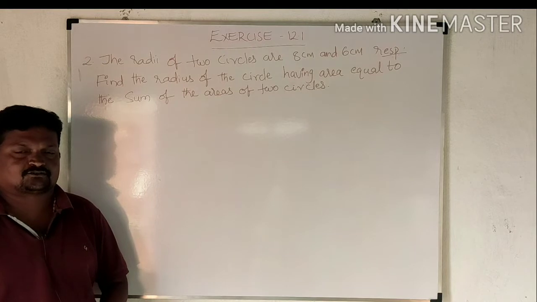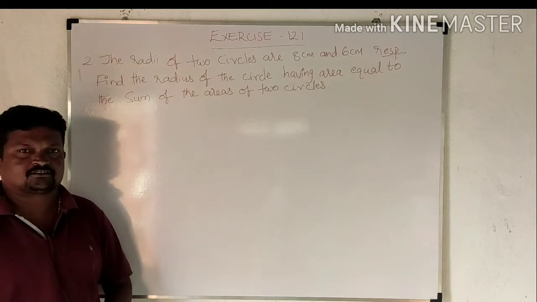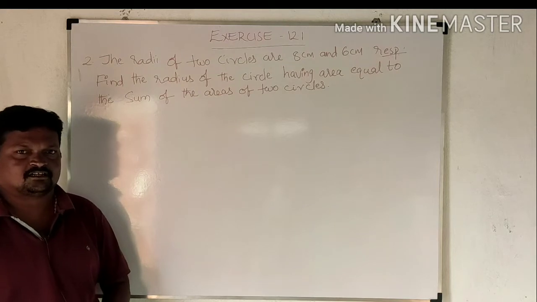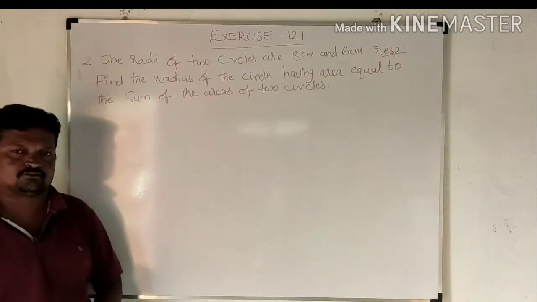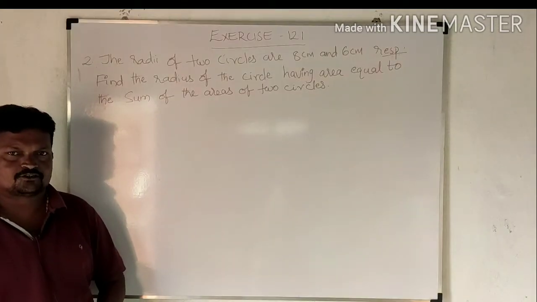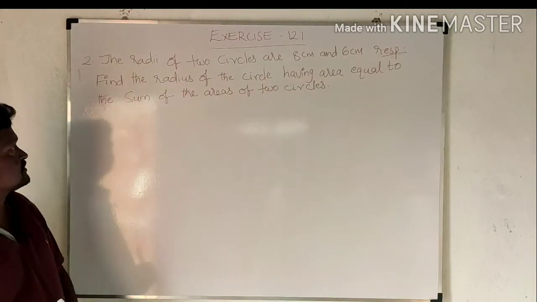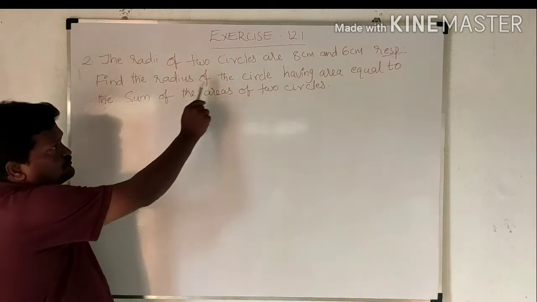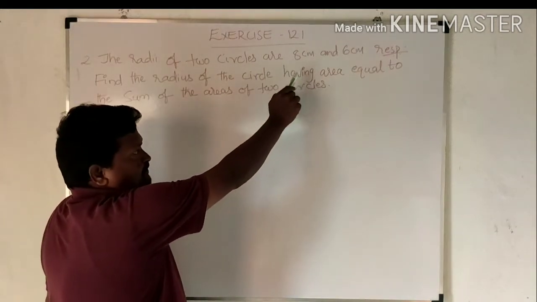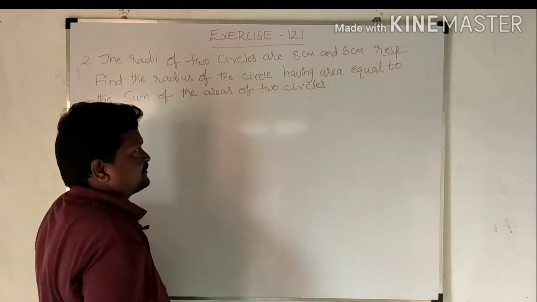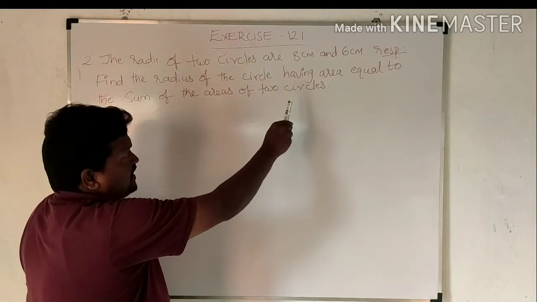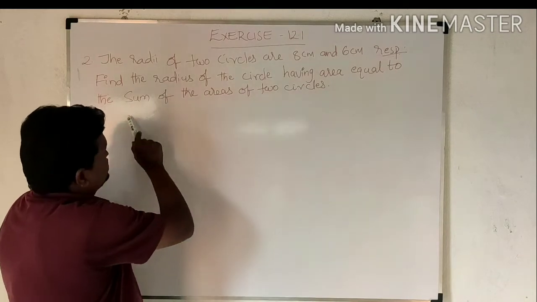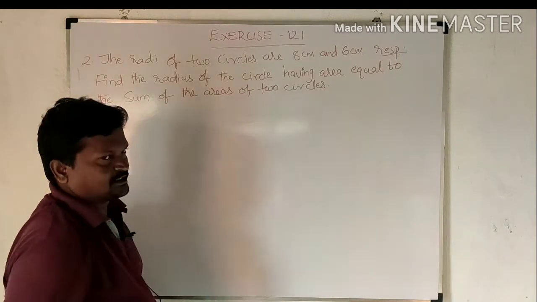In the previous class, we discussed some introduction about areas related to circles. And in exercise 12.1, we have solved the first problem. So now the second problem: the radii of two circles are 8 centimeters and 6 centimeters respectively. Find the radius of the circle having area equal to the sum of the areas of the two circles.